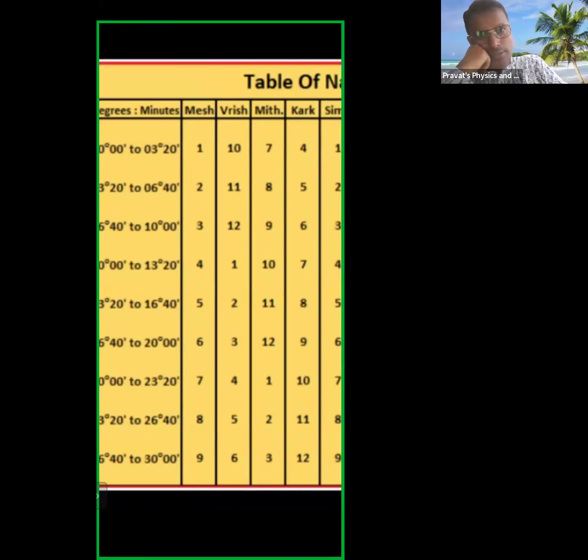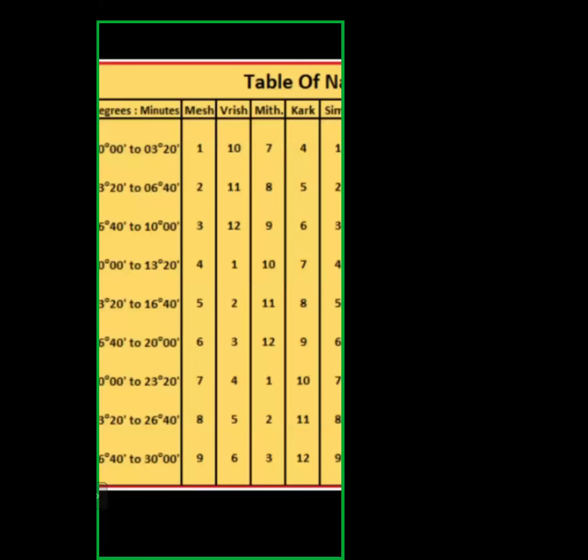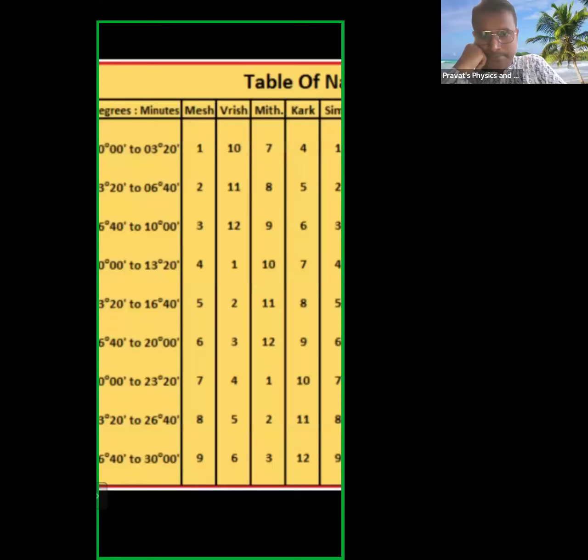Remember this law. Whenever you are dividing something, the first part always goes to the one in whose name the division starts. Suppose you are dividing the Sun Dasa, then who will have the first Antardasa? The Sun will have the first Antardasa. If you are going to divide the Moon Dasa, who will have the first Antardasa? Moon will have the first Antardasa.